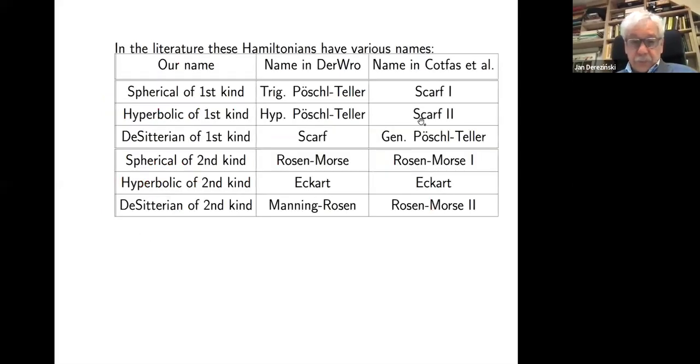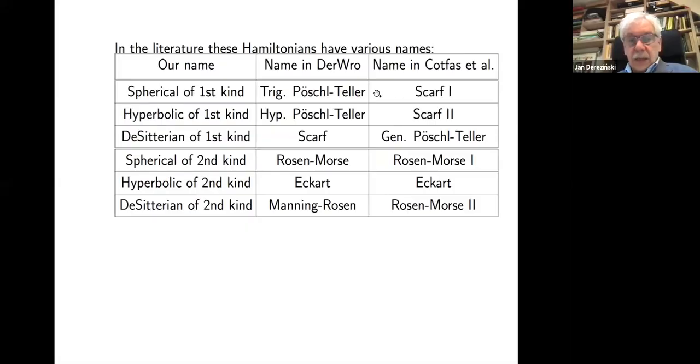These Hamiltonians have traditional names, which are used in most of the physics literature. They are named after some physicists who discovered these Hamiltonians.